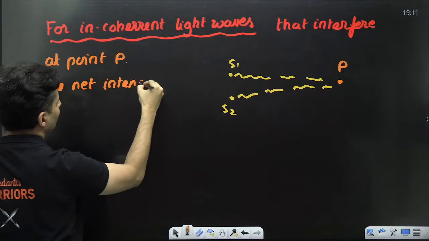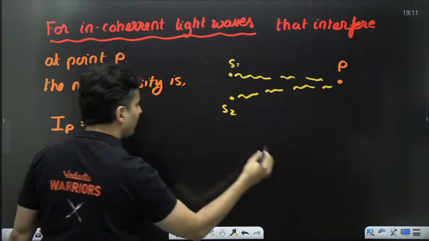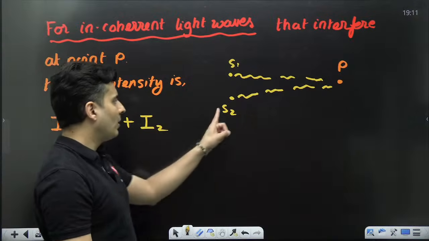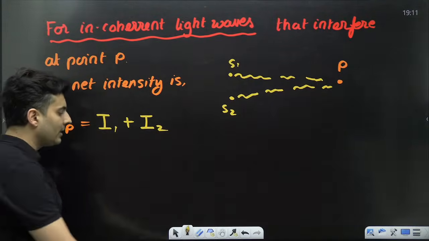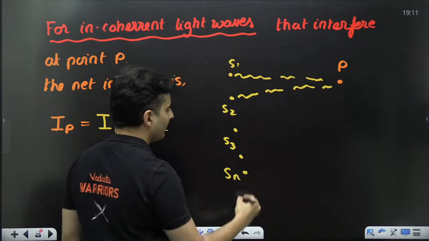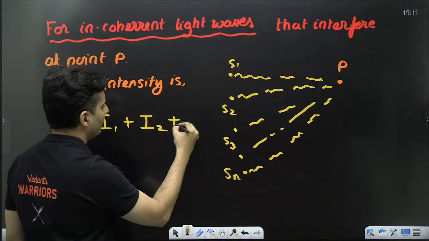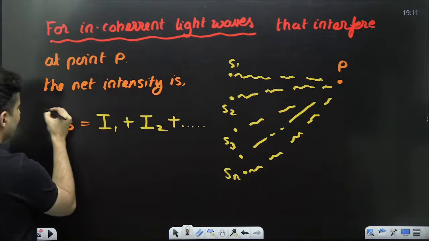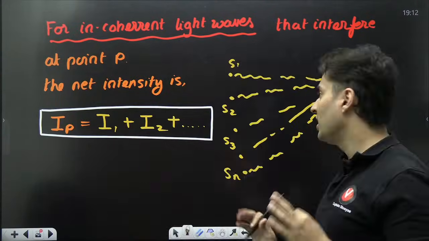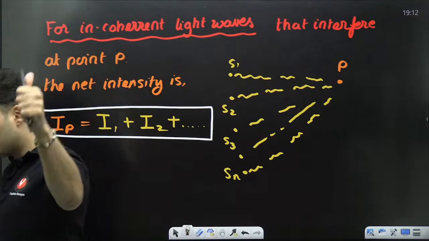The net or resultant intensity at point P is simply the intensity due to light from source 1 plus the intensity due to light coming from source number 2. You just simply add intensities. If there were more sources, let's say S3, and even more until Sn, all these light waves will come over here and interfere. Then you will have more terms until the nth intensity. You just add the intensities only if they are incoherent. If they are incoherent, you just add the intensities, not the amplitudes. Is it absolutely clear?